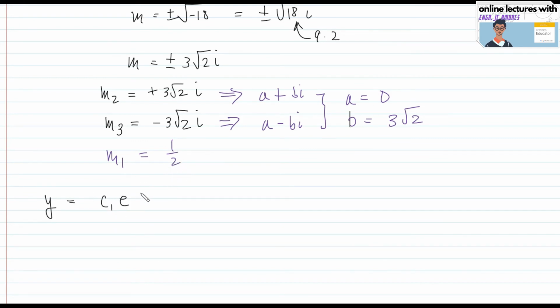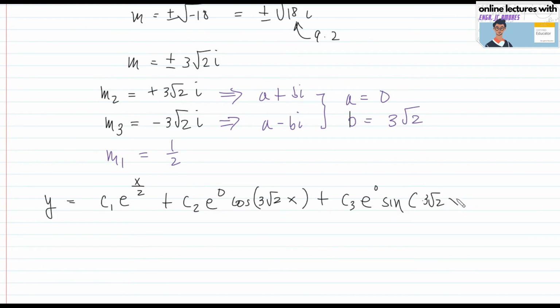So we have c sub 1 e raised to x over 2, and then for these imaginary roots, we have c sub 2 e raised to ax. So e raised to ax, a is 0, so e raised to 0, and then cosine bx, so cosine 3 square root of 2x, and then plus c sub 3, again e raised to 0, and then sine 3 square root of 2x. So we can still do some simplifications. c sub 1 times e raised to x over 2, and e raised to 0, as we all know, is 1. Okay, so those are equal to 1.